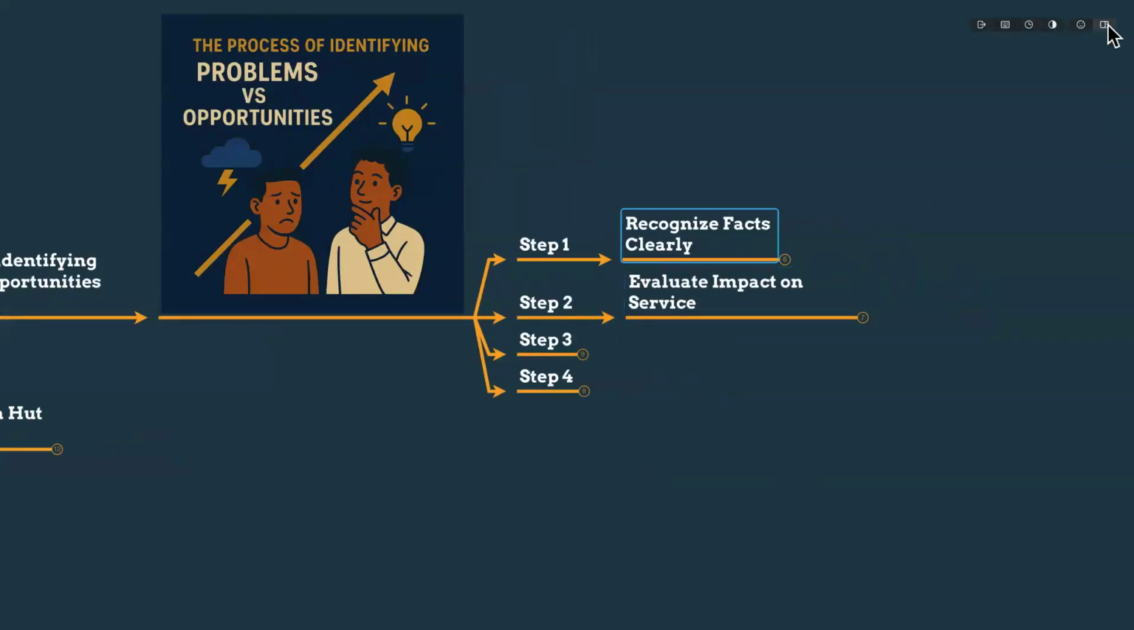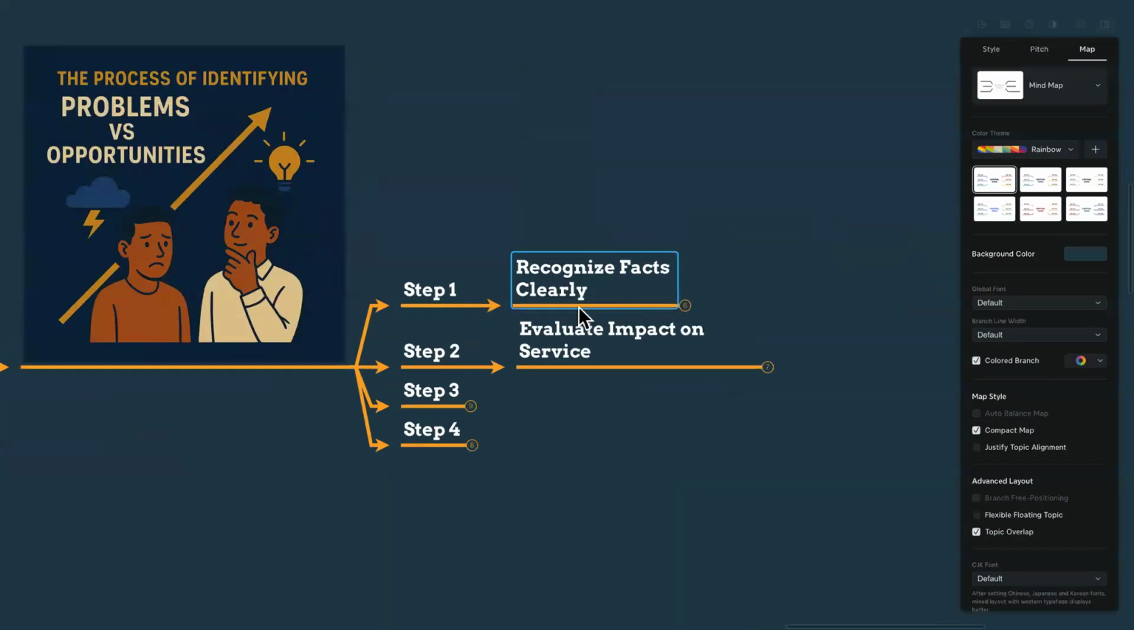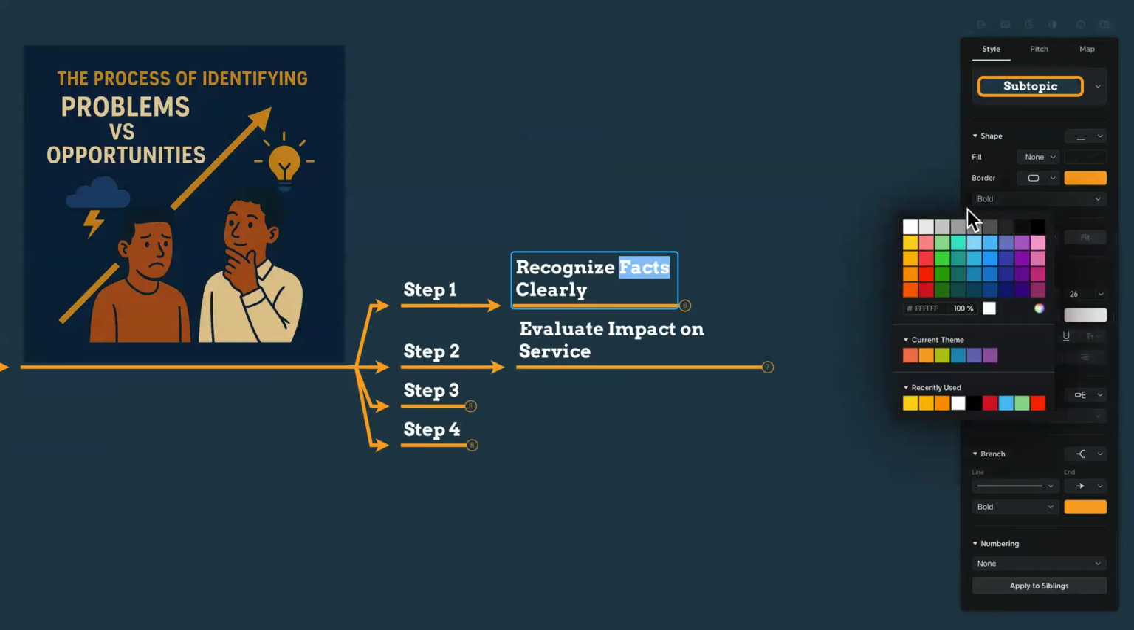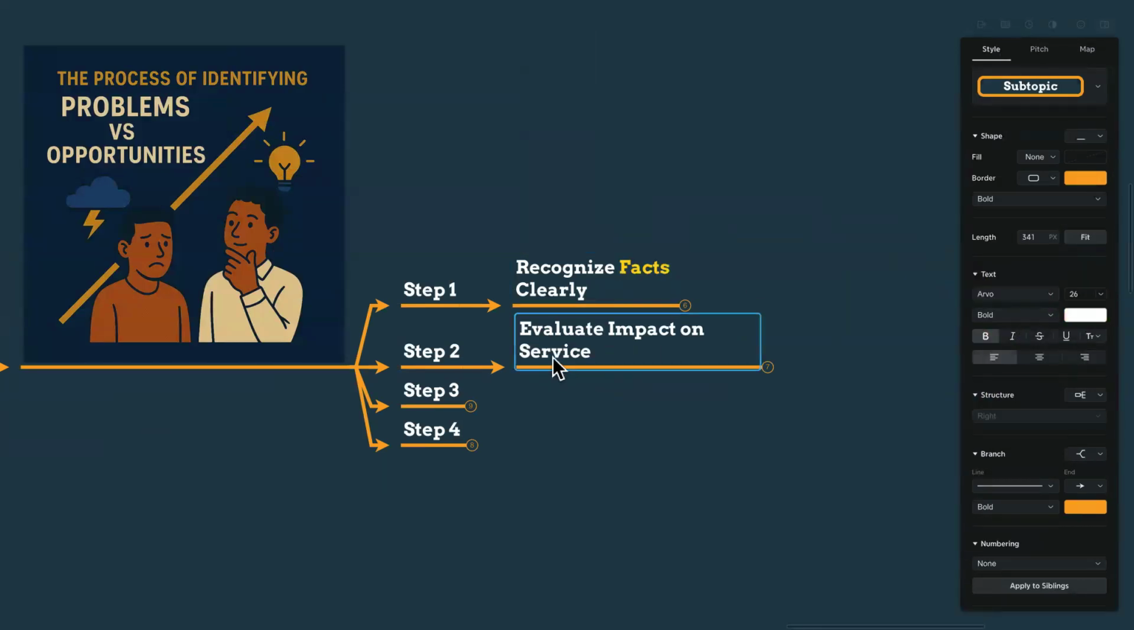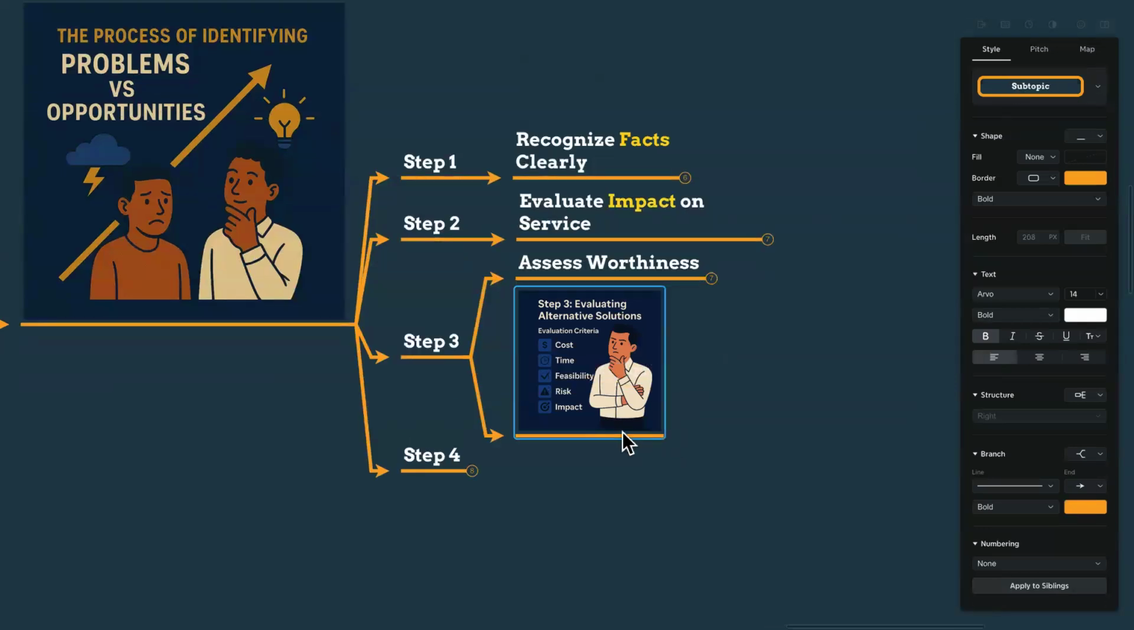So first, in identifying problems versus opportunities, you have to recognize the facts, right? The facts: is it not a problem, or is it just a symptom? And you have to evaluate the impact on service. That is the second step to identify the problem versus opportunities. And the third one is assess the worthiness, right?